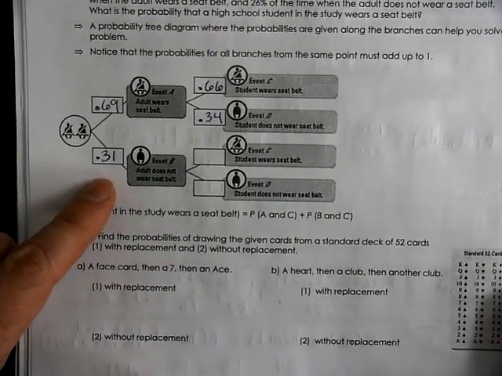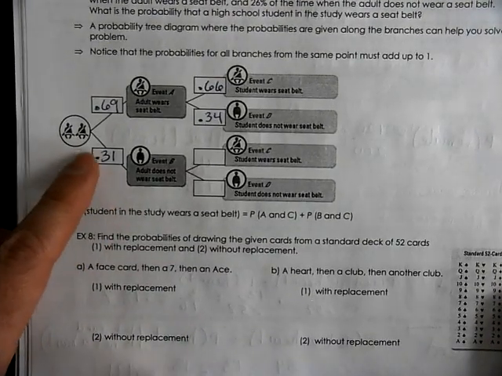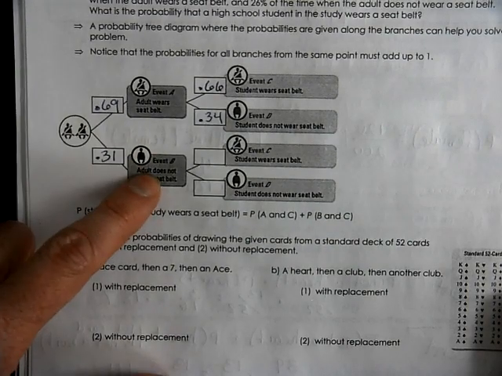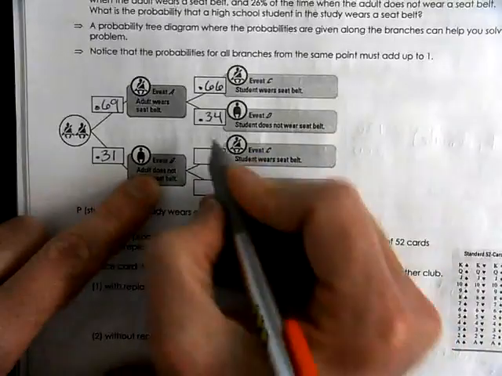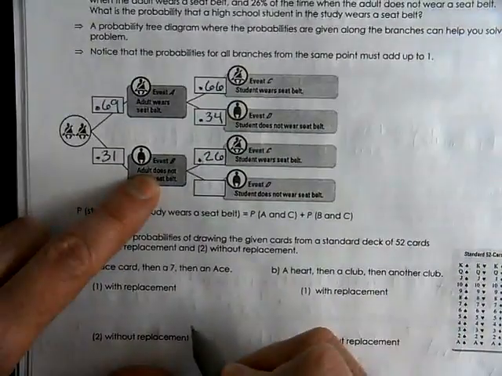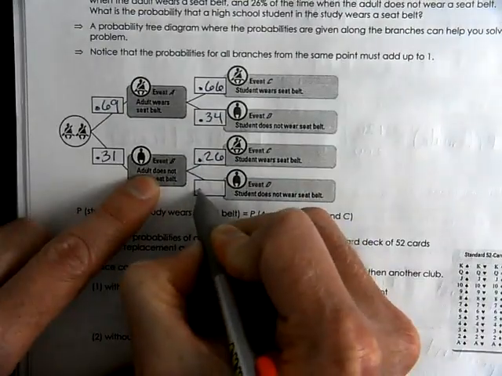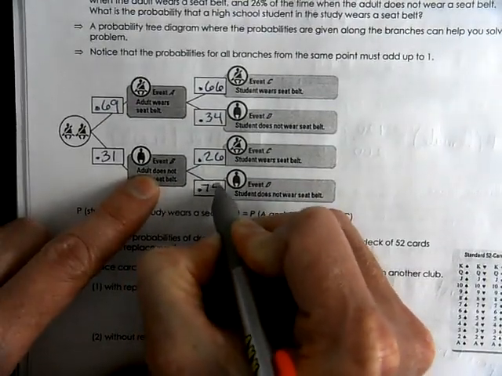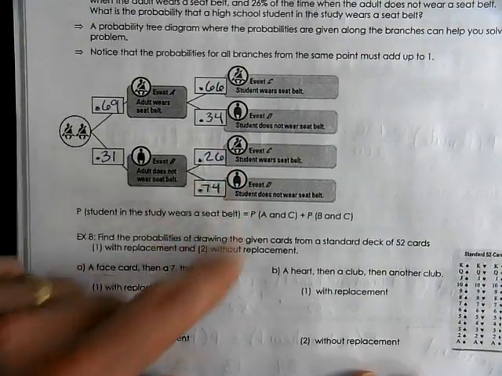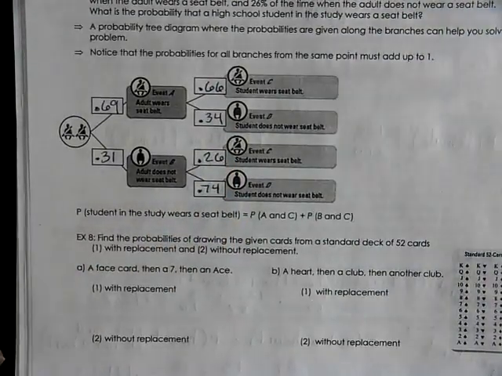Another way that we could find students that are wearing seatbelts is to look at parents that are not wearing a seatbelt. Students wore it 26% of the time. That means they did not wear it 74% of the time. That has to add up to 100. They are complements. You either wore it or you didn't wear it.